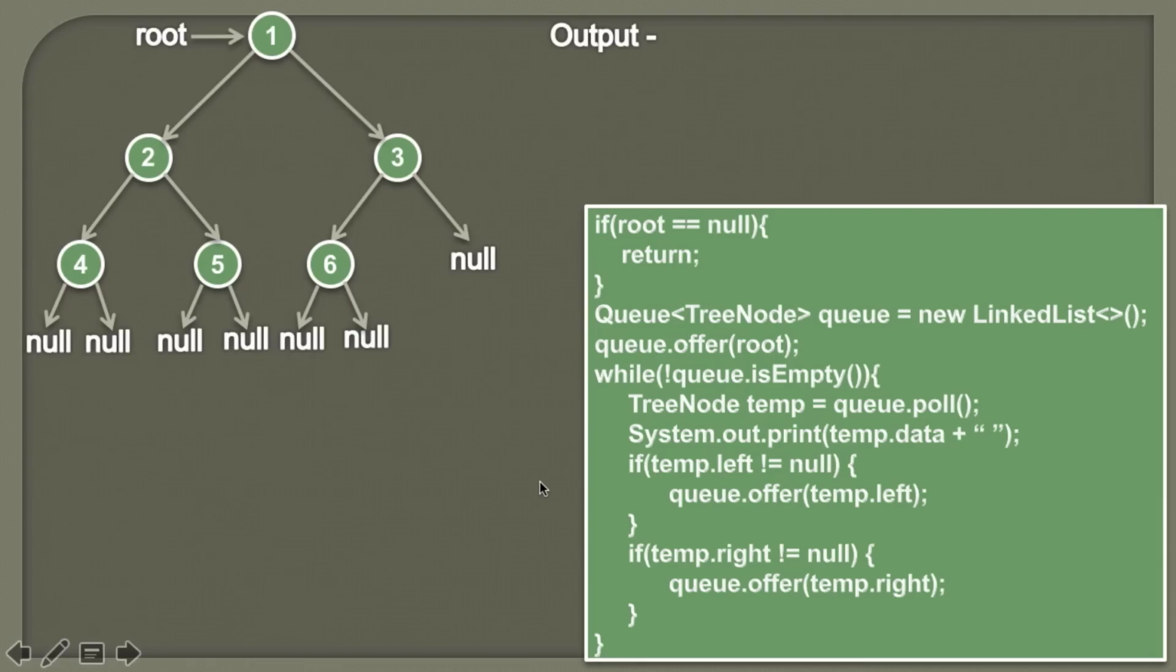So friends, what is the level order traversal? We use this traversal technique to visit the nodes of a binary tree level by level. Here you can see the root is at level 0, 2 and 3 are at level 1, and 4, 5, 6 are at level 2. In this traversal technique, we first visit level 0, then level 1, and then level 2. When we actually visit the nodes and print their data on the console, first 1 will be printed, then 2, then 3, then 4, 5 and 6.